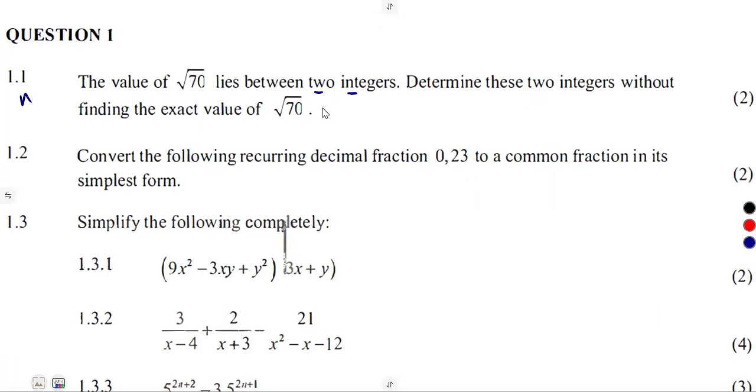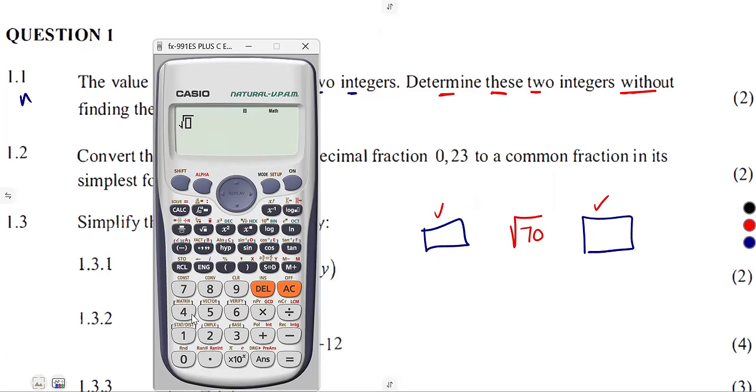It lies between two integers, meaning there are two integers, and the square root of 70 is in between. It lies between two integers. So determine these two integers without finding the exact value of what? The square root of 70. That is to say, do not find the square root of 70.